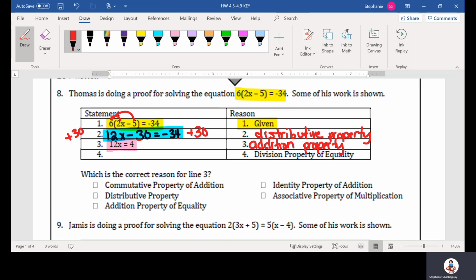And to go from step 3 to step 4, I actually had to divide by 12 and divide by 12. And so I find that x is equal to 4 over 12, or simplified would be 1 over 3. And that's your division property of equality. So the question asks, what is the correct reason for number 3? Well, number 3, we use the addition property of equality.